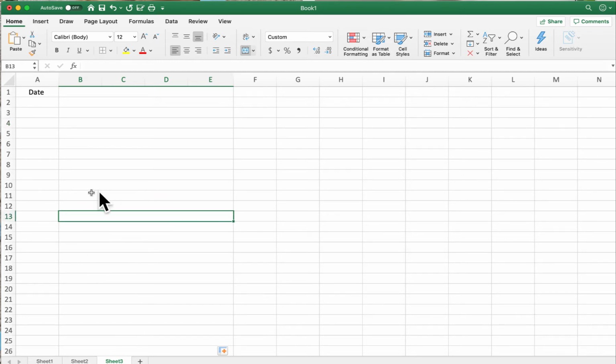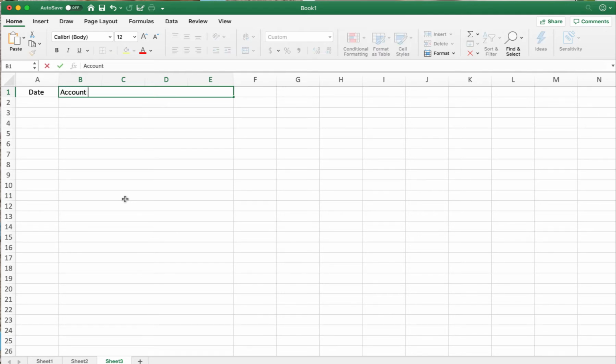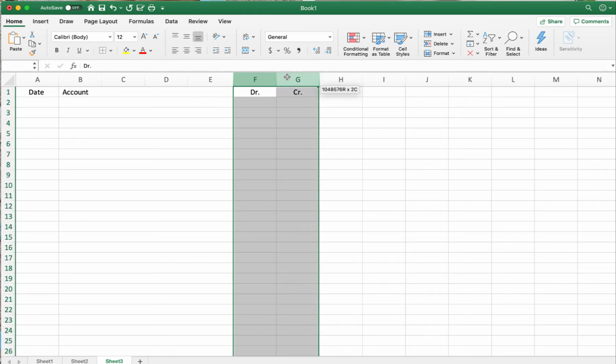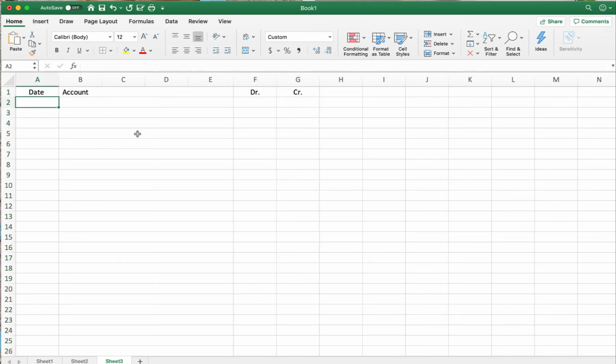Okay, so now these are all one cell. In B1, I want you to type in account. We're going to list our accounts here. In F1, I want you to type DR period and CR period in cell reference G1. I like to merge and center these. Just looks a little neater. And then I want you to go on the F column, click, and then drag over to G. And you want to get both of these highlighted. What we're going to do is make sure that we have commas, and we want to get rid of any decimal places we have. Okay? All right.